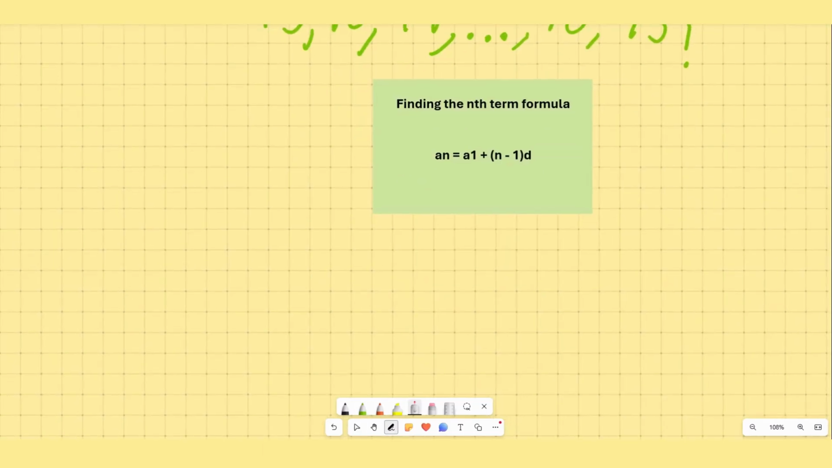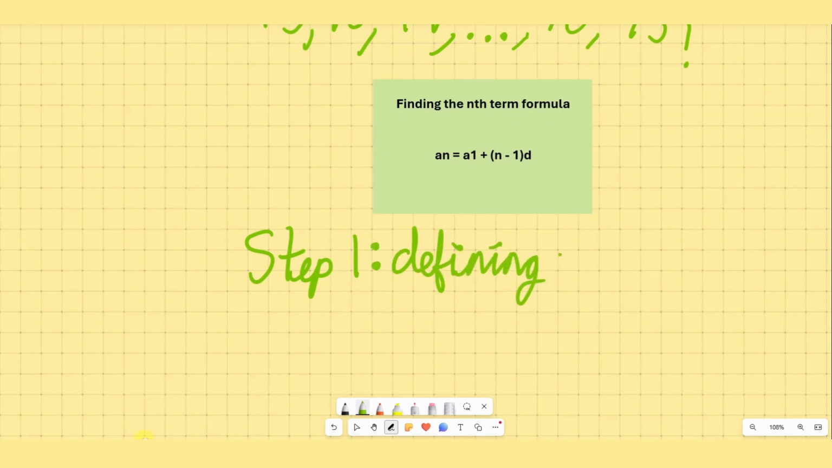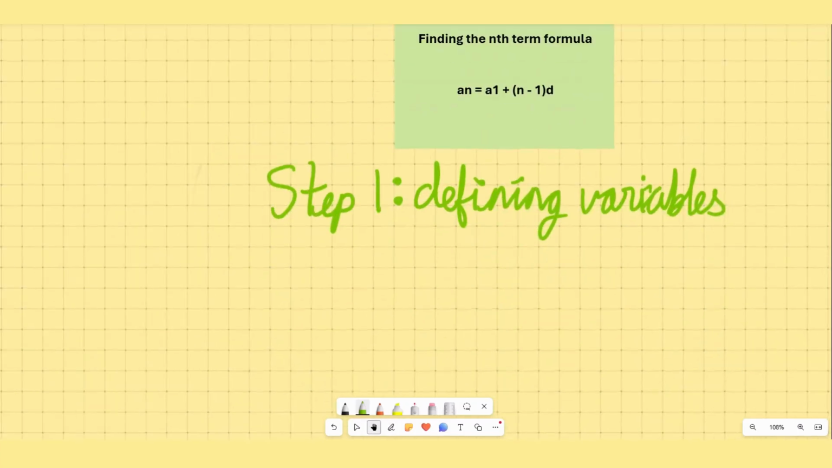Step 1 would be defining the variables. So what would be a sub 1 in this case? It would be 13, because that is the first term in the sequence. A sub 1 is equal to 13.